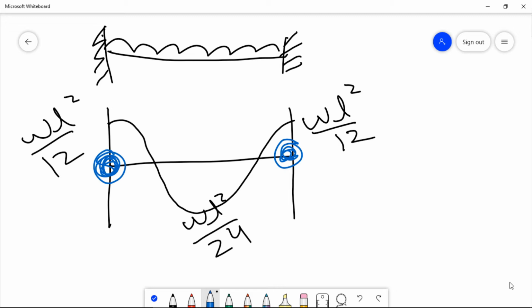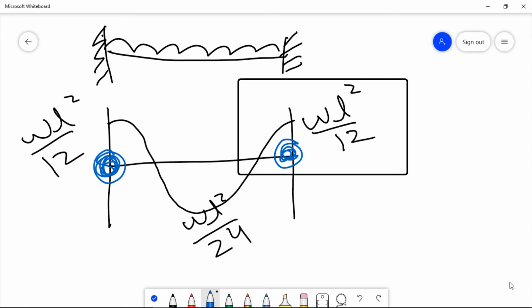Then when they yield, it means these points are no more ready to take the moments because they lose their capacity. Before exceeding of the loads, this beam was taking the moment of wL²/12 at this point and this point due to the fixity. But due to the exceedance of load, the beam can no more take any further moment because it is yielding, it has lost its moment capacity. Now where will this moment go? This moment will transfer to the center.